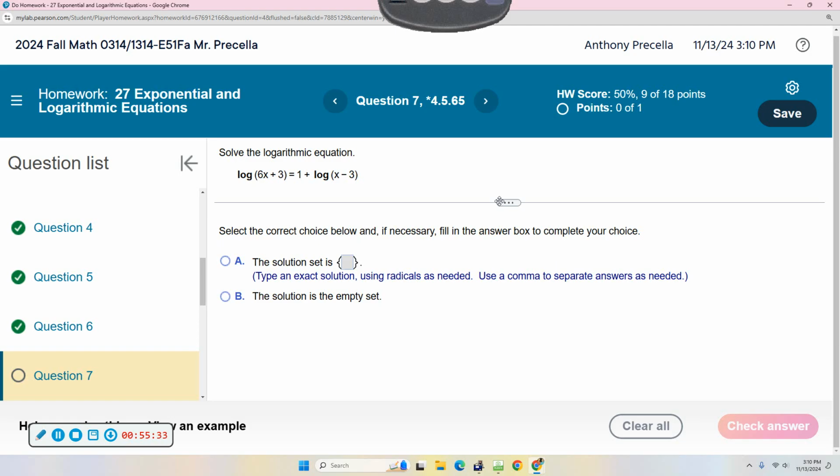The log of 6x plus 3 is equal to 1 plus the log of x minus 3. You know something? I'm going to write it up here. I write so big, I'll run out of room. The log of 6x plus 3 equals 1 plus the log of x minus 3.